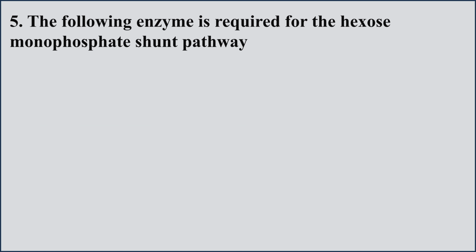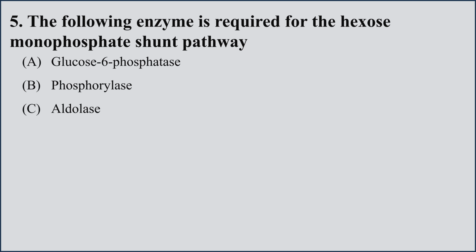Question number 5. The following enzyme is required for the hexose monophosphate shunt pathway. Which enzyme among the following? A. Glucose 6-phosphatase, B. Phosphorylase, C. Aldolase, D. Glucose 6-phosphate dehydrogenase. The right option is D, as glucose 6-phosphatase does not belong to the HMP shunt.